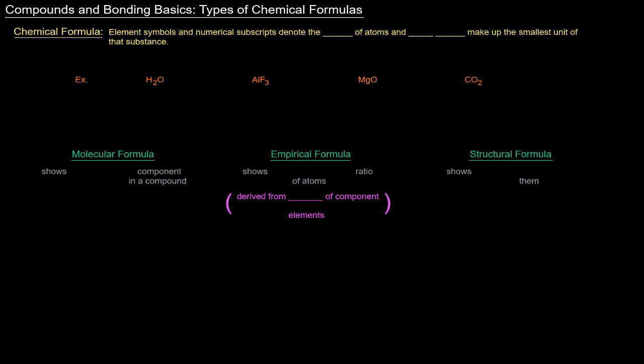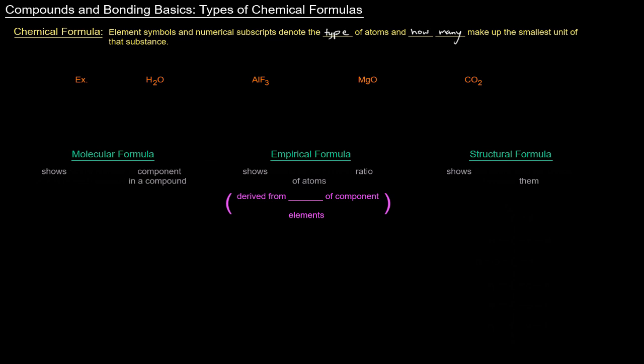So in this video, I want to talk about the different types of chemical formulas that you will likely come across in your studying of chemistry. When it comes to chemical formulas, the first thing we should do is define them. A chemical formula is basically a combination of element symbols and numerical subscripts that denotes the type of atoms and how many make up the smallest unit of that substance, whether it's a molecule or a formula unit.